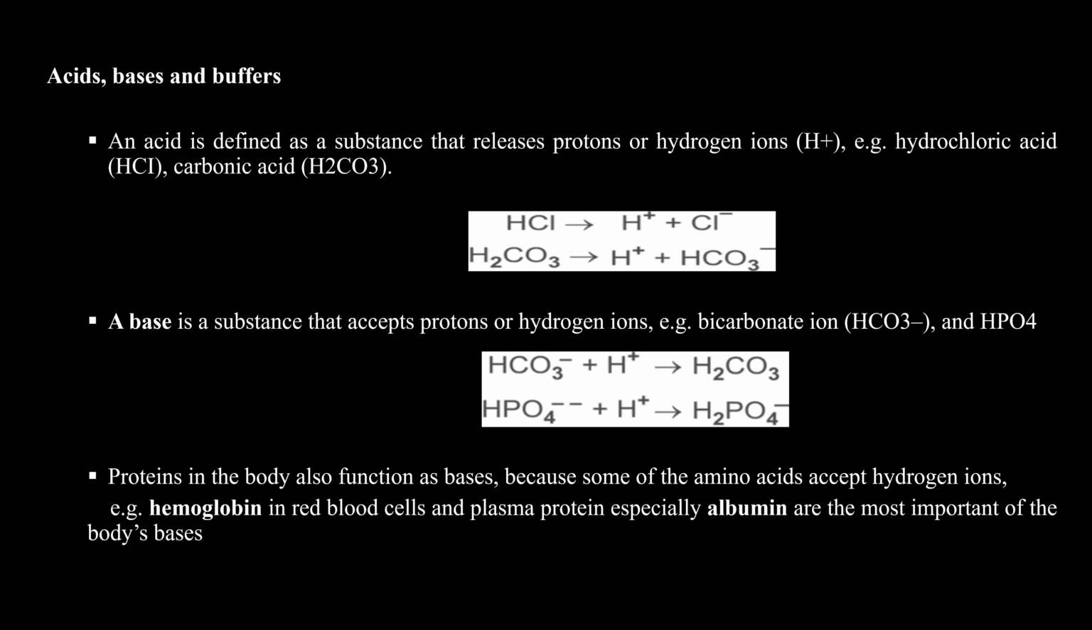An acid is a substance that releases a proton, or hydrogen ion. Examples: hydrochloric acid HCl and carbonic acid H2CO3. A base is a substance that accepts a proton, or hydrogen ion, such as bicarbonate HCO3- and HPO4. Proteins also function as bases because the amino acids accept hydrogen ions.